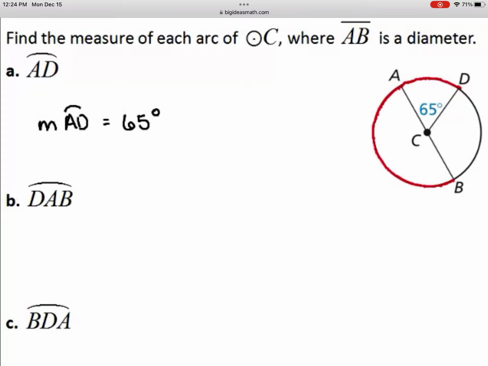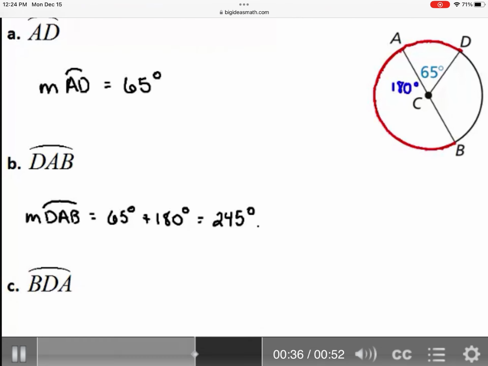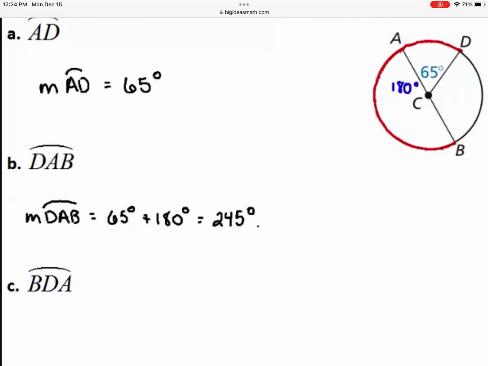Part B. Arc DAB. You are given that line segment AB is a diameter, which means that arc AB is a semicircle, which means that the measure of arc AB equals 180 degrees. So then the measure of arc DAB equals 65 degrees plus 180 degrees equals 245 degrees.